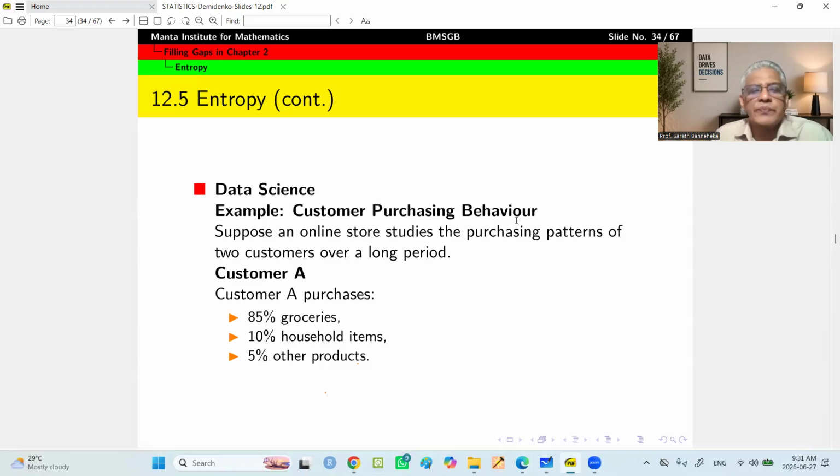Suppose customer A usually purchases groceries, household items, and other products with these proportions: 85% of the time groceries, 10% of the time household items, and 5% of the time other products.